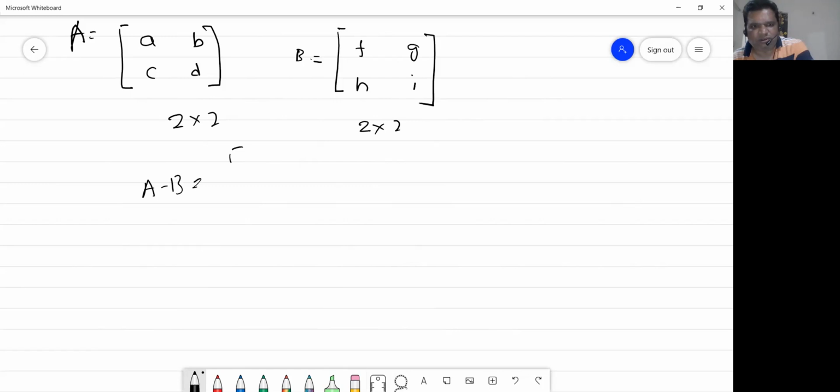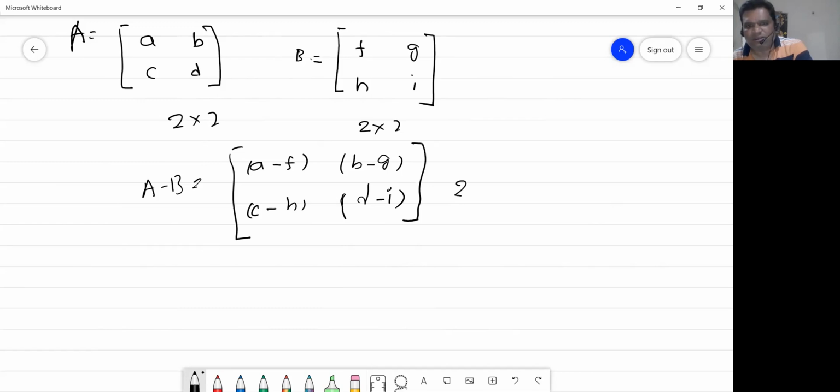A minus B is equal to matrix A, this matrix A. First element with first element: A minus F. Second element: B minus G. Then C minus H. Then D minus I. So this is A minus B. What is the order? 2 rows, 2 columns. So if the matrices have the same size, addition and subtraction are possible.